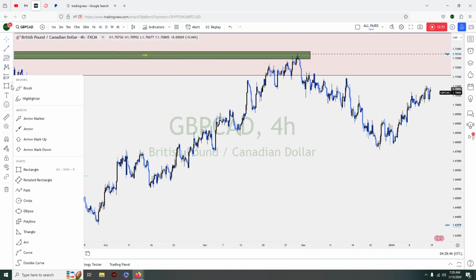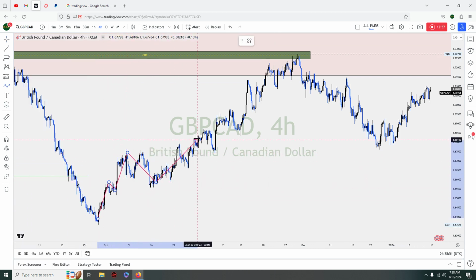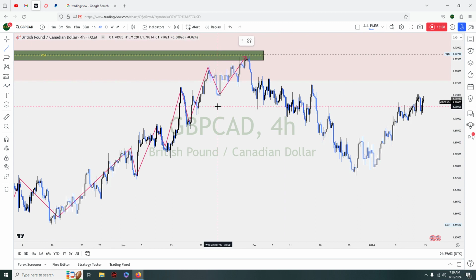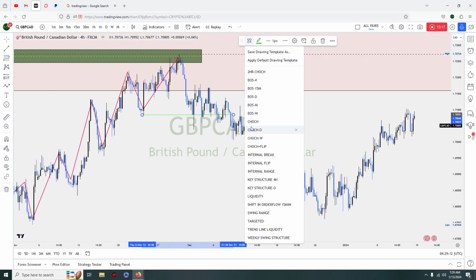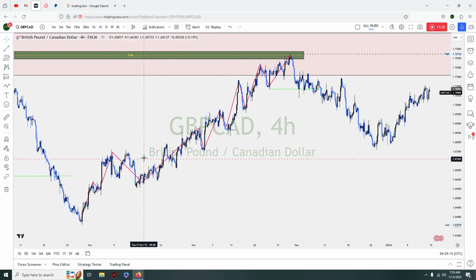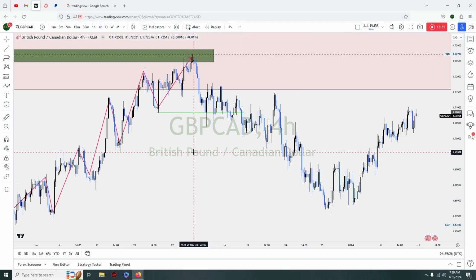Instead of using those break of structures, let me use an arrow. So if I use this as our last low that formed a high, we have a change of character. I'm using the arrows instead of proper break of structures because I don't want this video to be excessively long. I just want you to use it for purposes of learning. So if you look at this, we have a change of character on the 4 hour.